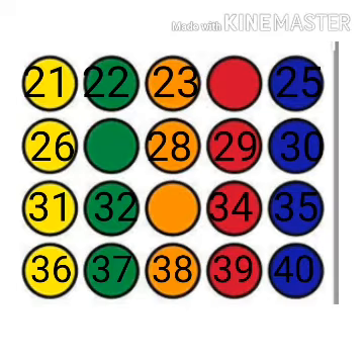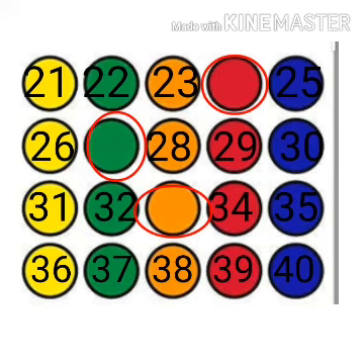Okay, now another activity. What can you see in this picture? Yes, there are some numbers, and some numbers are missing. Can you see that? Yes. What will be the numbers? We have 21, 22, 23, then we don't know the next number.